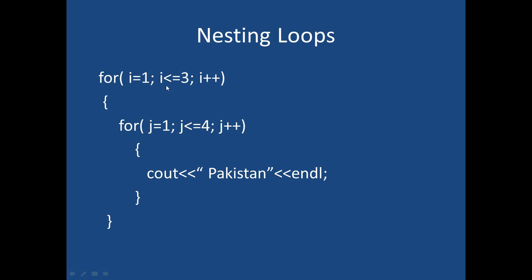But when the condition of the outer loop becomes false, control would not enter into the body of the outer loop, and the inner would not run. So the inner loop is dependent on the outer. If outer works, inner would work, but if outer does not work, inner would never work. So when the condition of the outer loop becomes false, control would not enter into the body of the loop, rather control would come out of the body of the outer loop and transfer to the next statement after the body of the outer loop. So nesting works in this way.